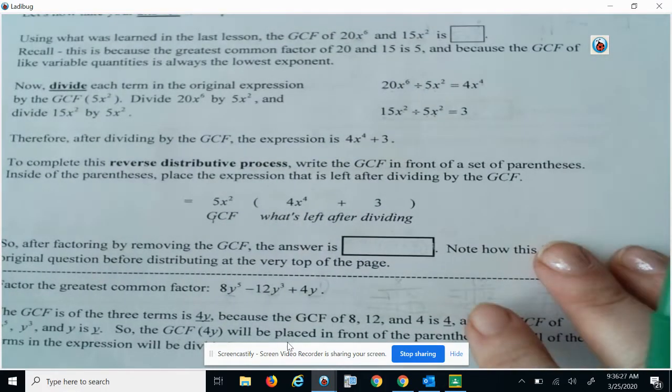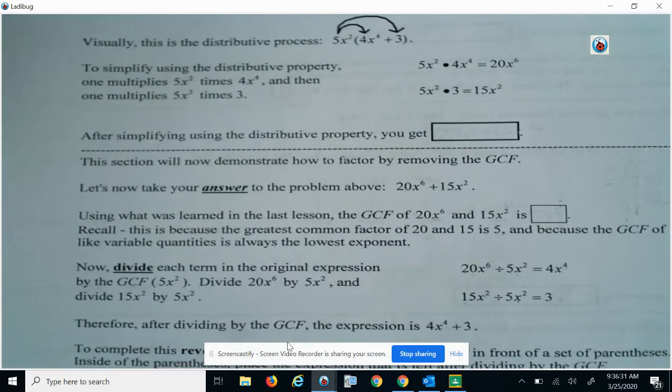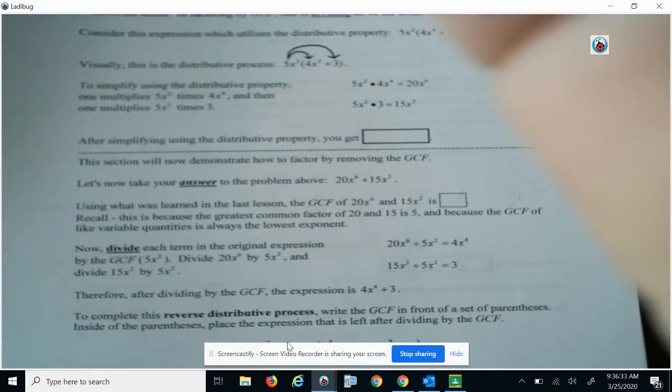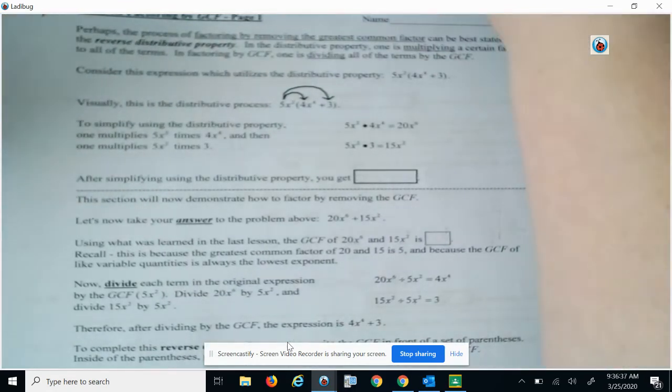Okay, I'm gonna let my dog out real quick because she's whining at me. And then we're going to go over these notes real quick.